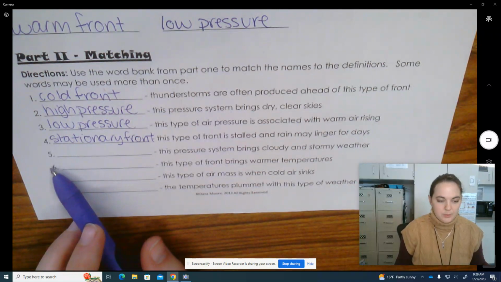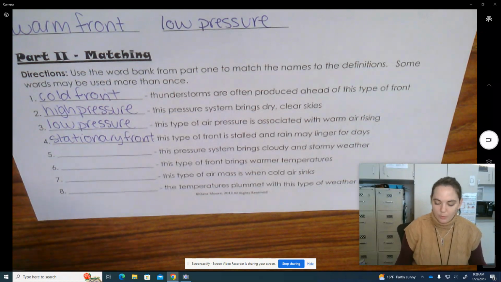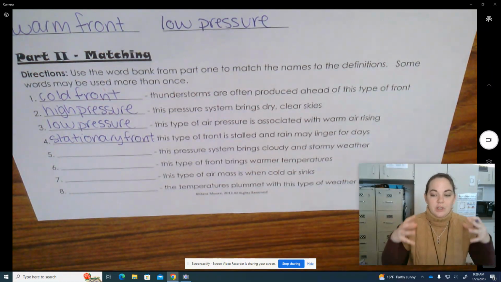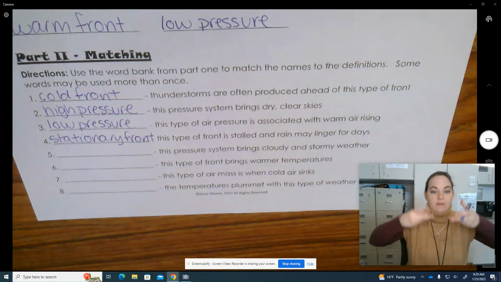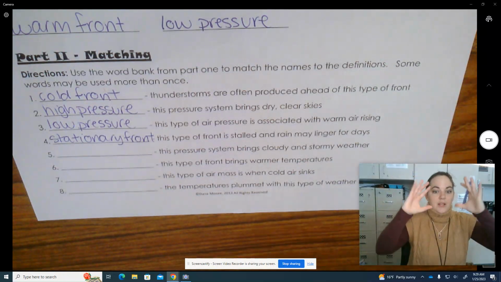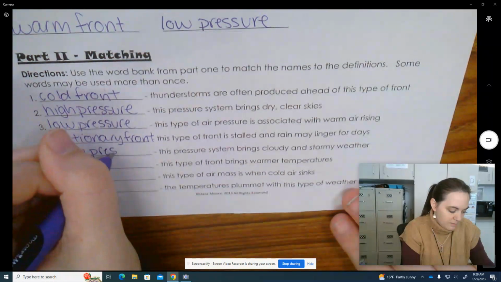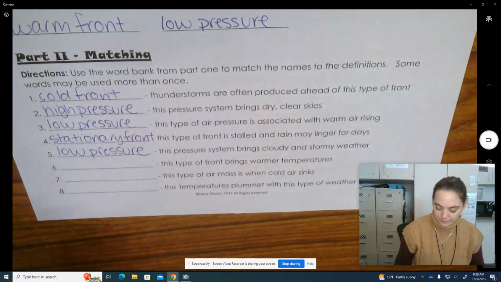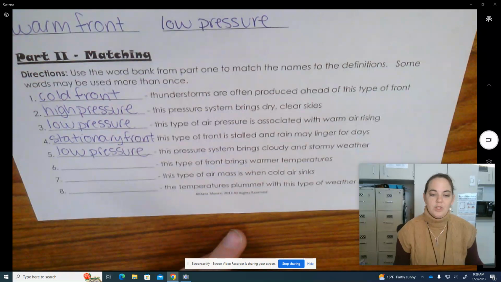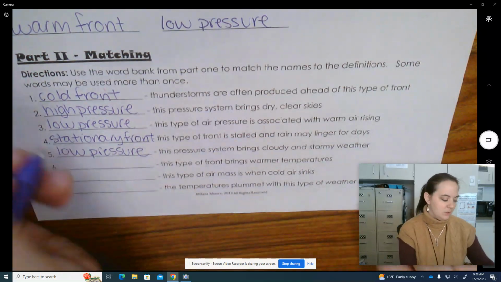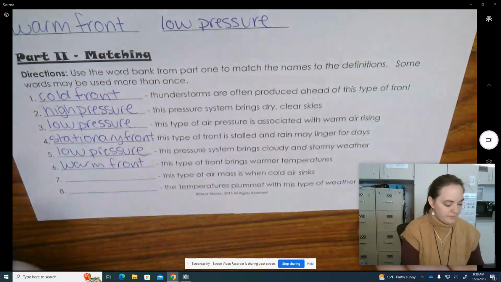Number 5, this pressure system brings cloudy and stormy weather. The type of system that has lots of clouds is the same type of system that lets the water evaporate. You have to let water evaporate to be able to make clouds, so that means that you're going to be in a low pressure system. And then number 6, this type of front brings warmer temperatures. You guessed it, a warm front brings warmer temperatures.